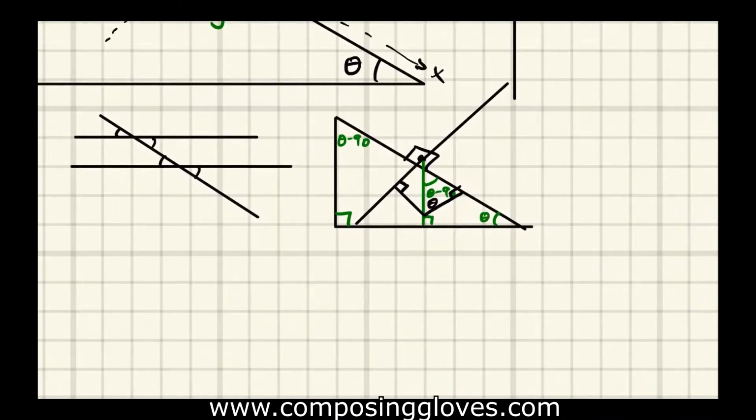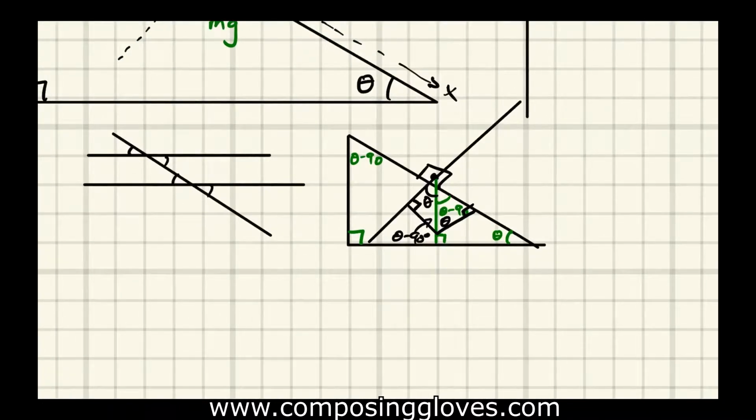And we have this angle of 90 degrees. Well, the angle, this is going to end up being theta as well. That's going to end up being theta. And this is going to end up being theta minus 90. And the reason is, now we have another transversal intersection.